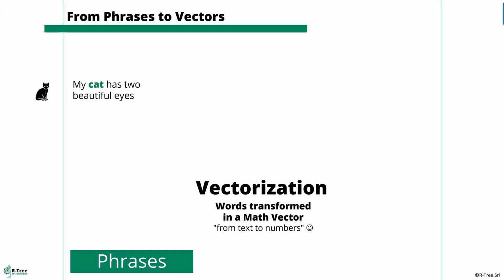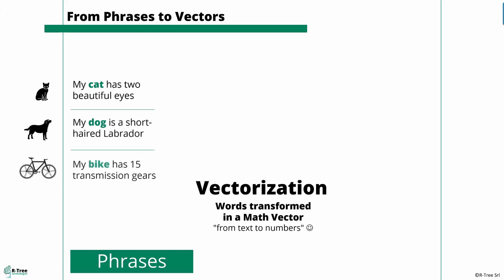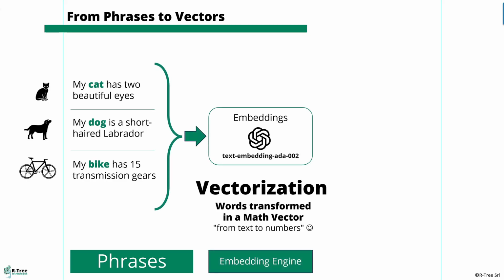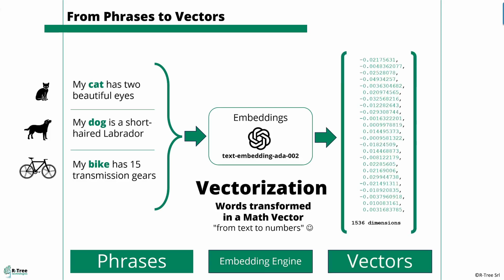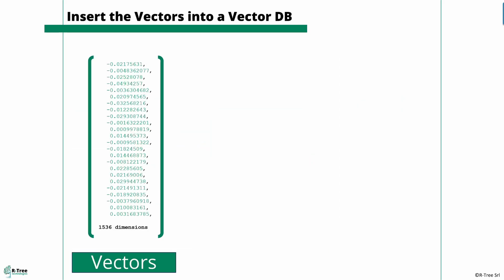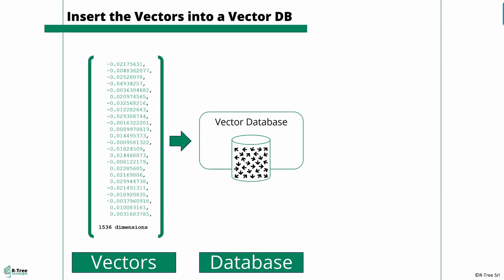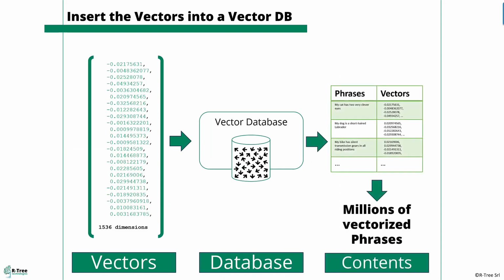Imagine having 3 sentences. My cat has 2 beautiful eyes. My dog is a short-haired Labrador. My bike has 15 transmission gears. Through a large language model, it is possible to do embeddings, to transform some texts into a mathematical vector. And the calculated mathematical vector can be inserted into a new type of database, a vector database, where it will be possible to save text and its related mathematical vectors. Vector databases are very powerful tools and able to work with millions of records very quickly.